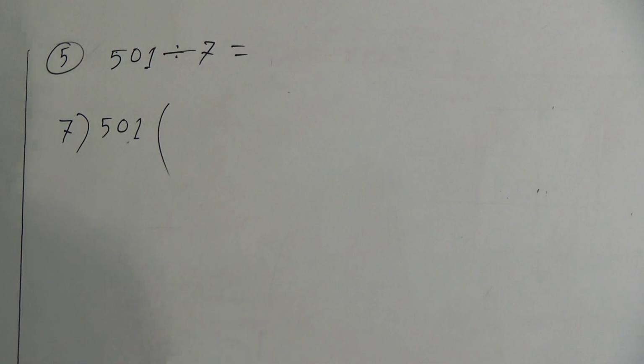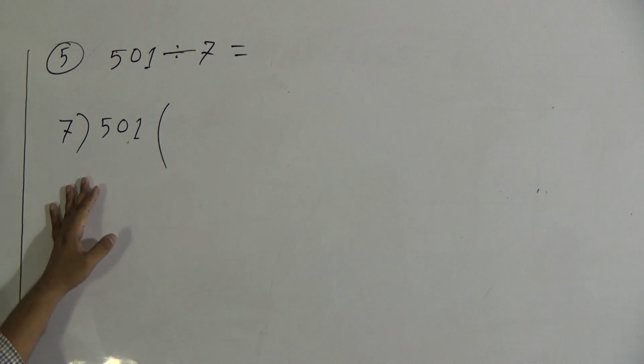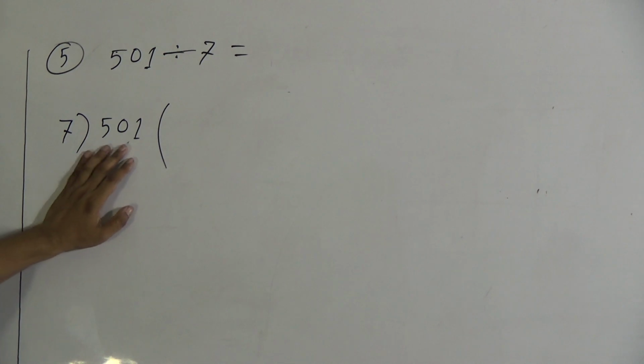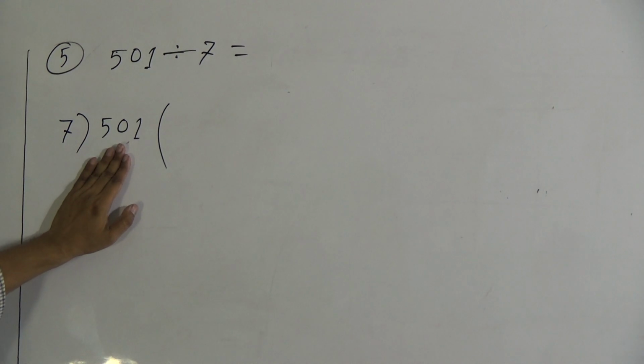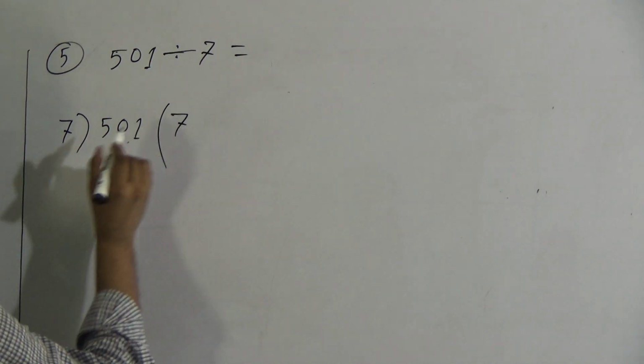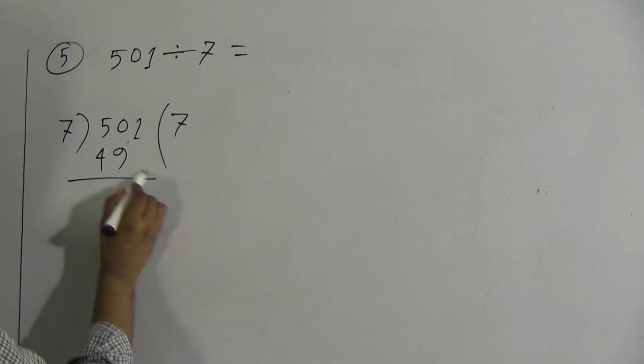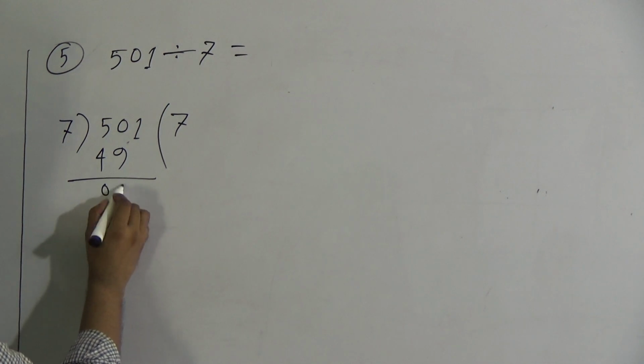Dear students, at first in 50, how many times can we give 7? 7 1s are 7, 7 2s are 14, 7 3s are 21, 7 4s are 28, 7 5s are 35, 7 6s are 42, 7 7s are 49, and 7 8s are 56, which is greater than 50, so we cannot give 8 times, we can give 7 times. 7 7s are 49. We will write 49 under 50. After subtracting, we will get 1 here.